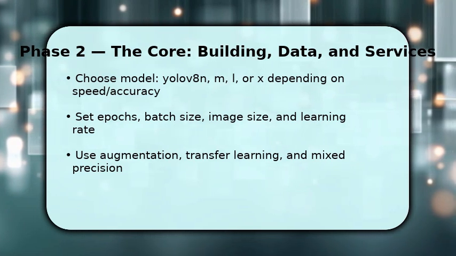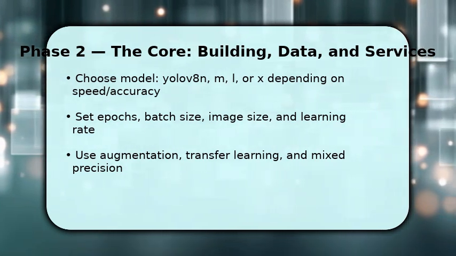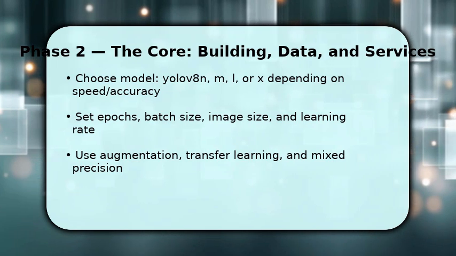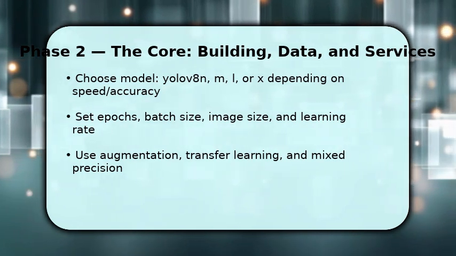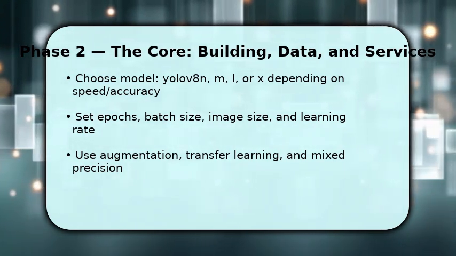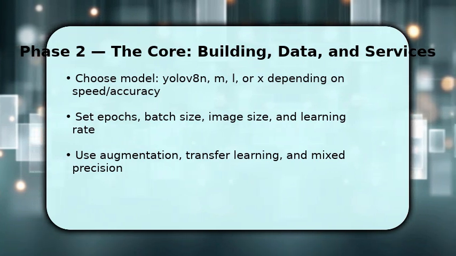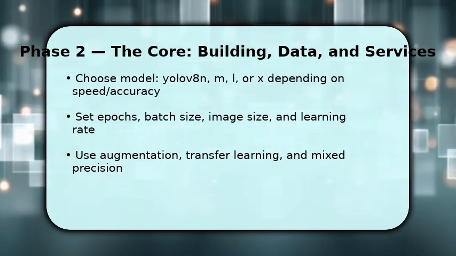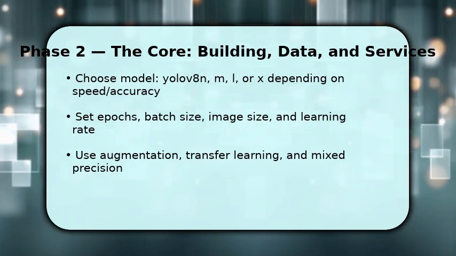Once set, enable augmentation and transfer learning from a pre-trained checkpoint to converge faster. Use mixed precision and gradient accumulation if memory is limited. Monitor loss and mAP during training, so you can adjust hyperparameters mid-run if necessary.